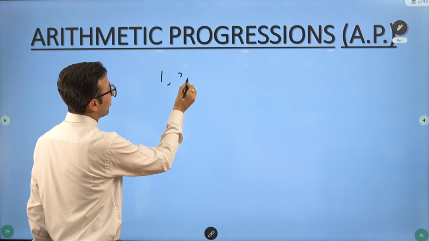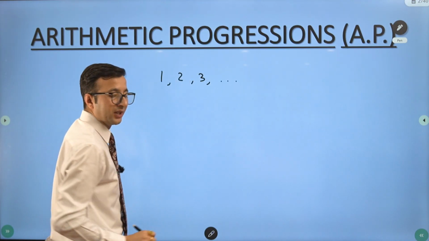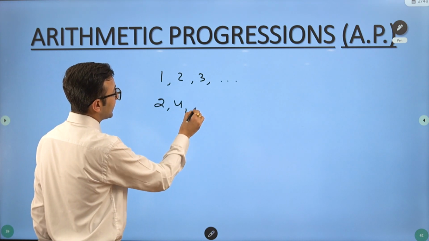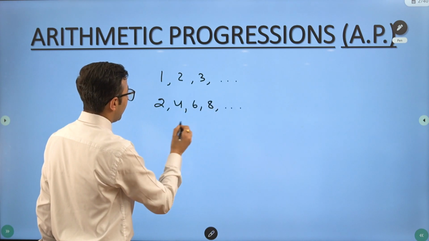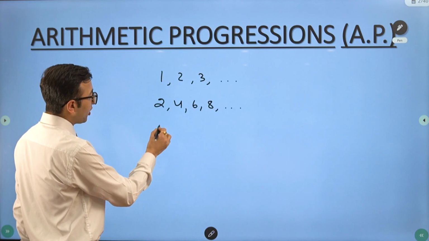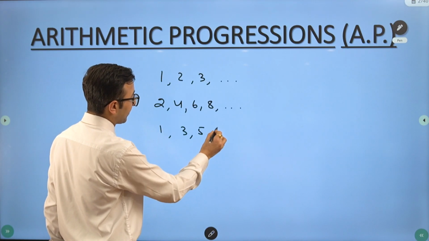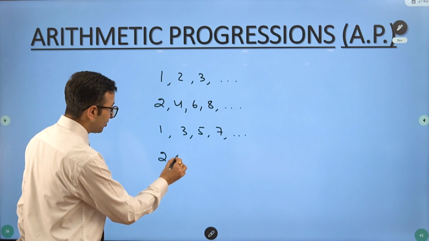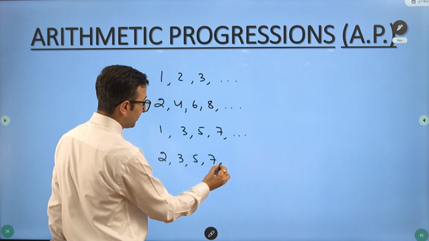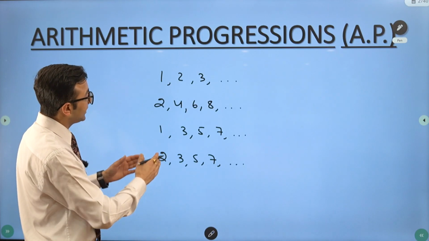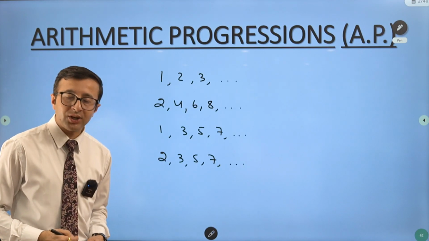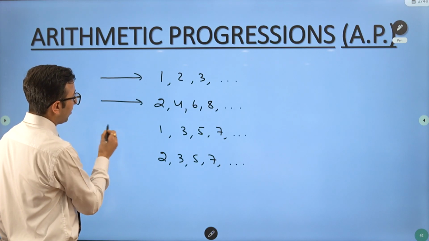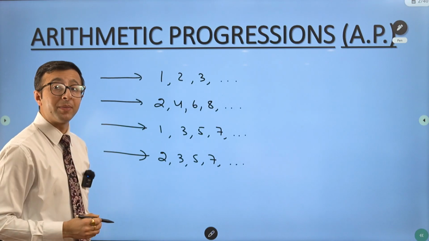A very simple example: 1, 2, 3, the set of natural numbers. Next, let's take 2, 4, 6, 8. Another, we'll take the odd numbers 1, 3, 5, 7. Another, we'll write down the prime numbers 2, 3, 5, 7. You can see these are some types of sequences of numbers. Now, are they following the same type of pattern, or do we have any other form of patterns?